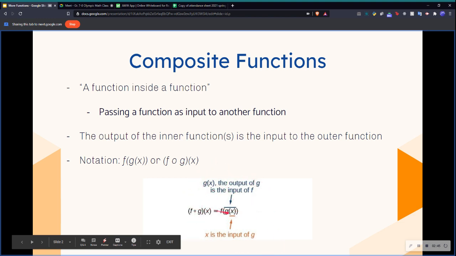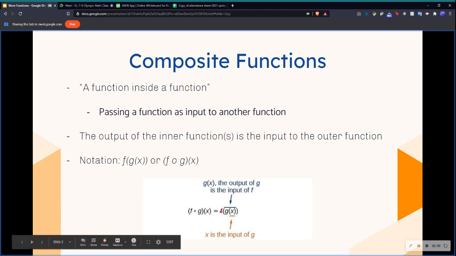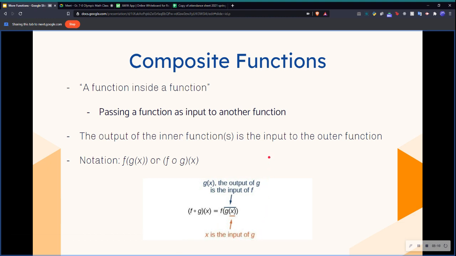So there's f of g of x, and then you have the f and then g of x inside the function. So it says here that g of x is the output of g, and this output of g of x is the input of f. So basically, whatever you get for g of x, you substitute that into f of x. That's how a composite function works. And x is the input of g. Right? Any questions about this?